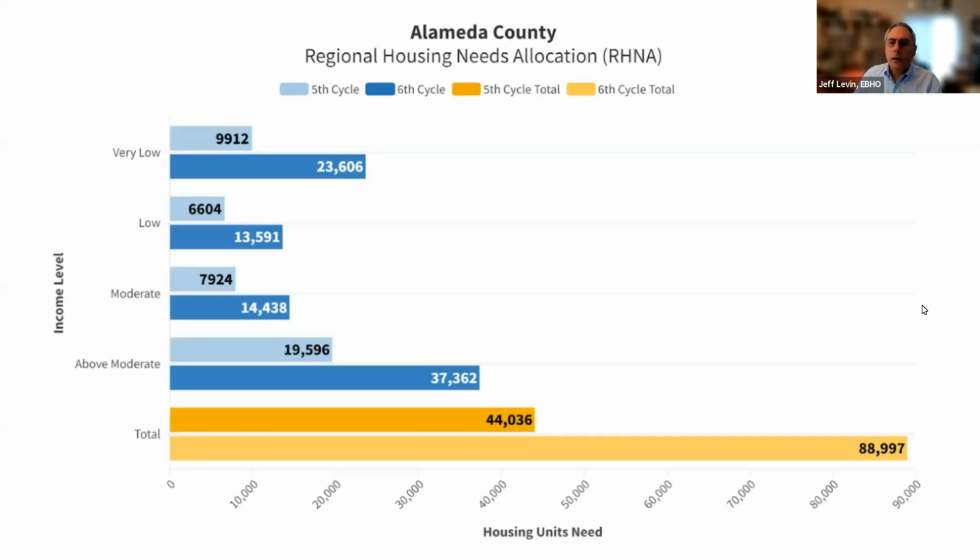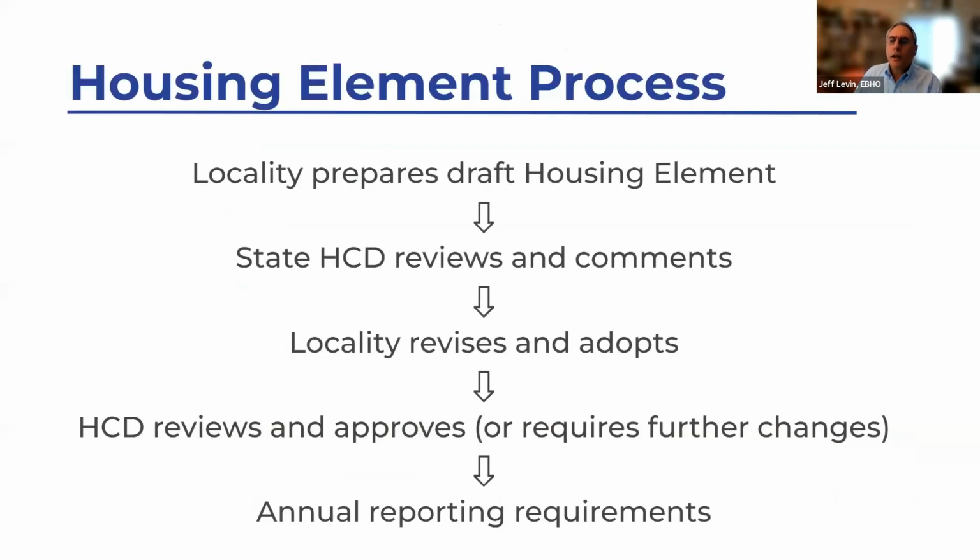Once the RHNA is published and adopted by ABAG, cities have to get to work on drafting their housing elements. It's a lengthy process with a lot of requirements. And we'll come back in a minute to look at what elements go into a housing element. But a major part of that work is going to be identifying specific sites where housing can be built and showing that that's realistic and can accommodate that RHNA that we just talked about.